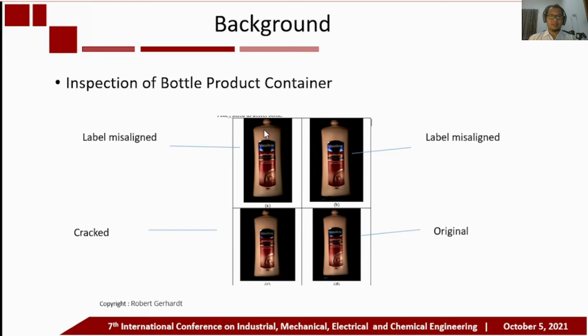And here is the probability of defects in the product container. This is an example of one commercial product, a cosmetic product. For example, we can see that the defect is the misaligned label, that is, misaligned to the left or to the right. And also there is a probability that the bottle, or the container, is cracked. So here is the original one that passed the inspection.